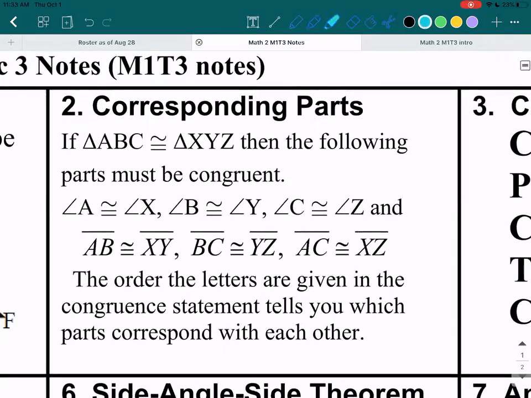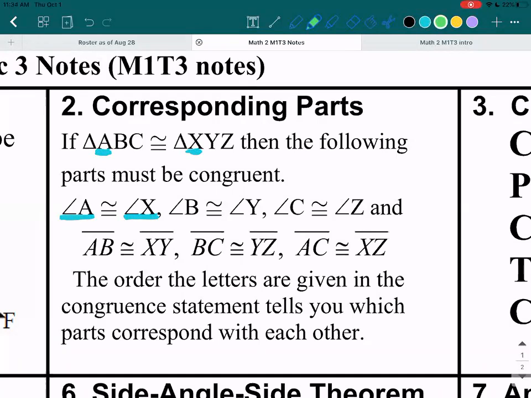Let's highlight. So notice that A was first in these 3 letters and X is first in these 3 letters. Then angle A must be congruent to angle X. So the order matters. If I put A first in my triangle name, that means it's congruent to X because X is first in that triangle name. They're both first. So angle A is congruent to angle X.